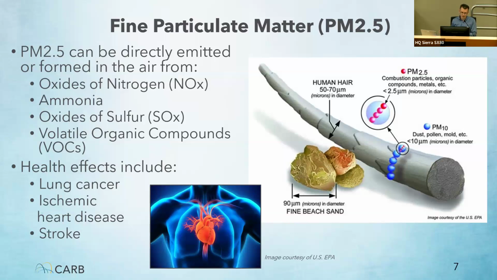We have oxides of nitrogen, ammonia, oxides of sulfur, and volatile organic compounds. So it's a complex pollutant that can have many different types of sources that contribute to it. And the reason we care about PM 2.5 specifically is that it has known adverse health effects, specifically on the lungs and heart of people, but there are other health effects that are also known.